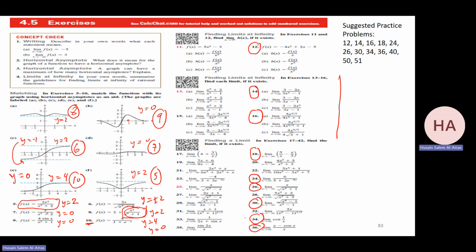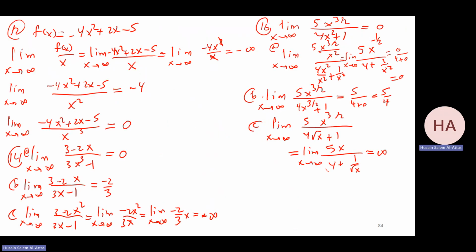Now we have finding limits. We have a lot of problems. We'll start with 16. I will do for sure the suggested problems and more. Not 16, 17. I mean, we're done with 16. 17, which is an easy one. Limit as x goes to infinity, 4 plus 3 over x. Distribute the limit. This will be 4. 3 over infinity, which is 0. So I have 4.